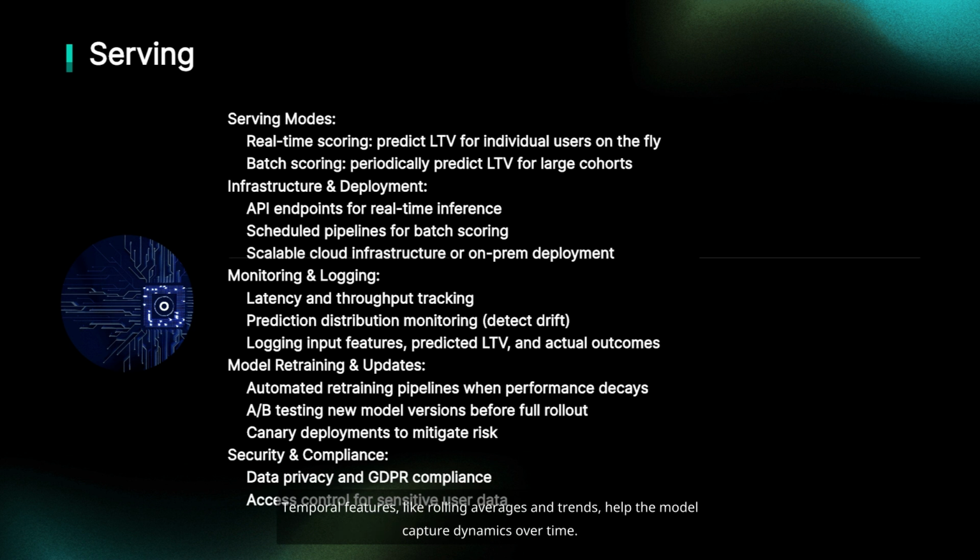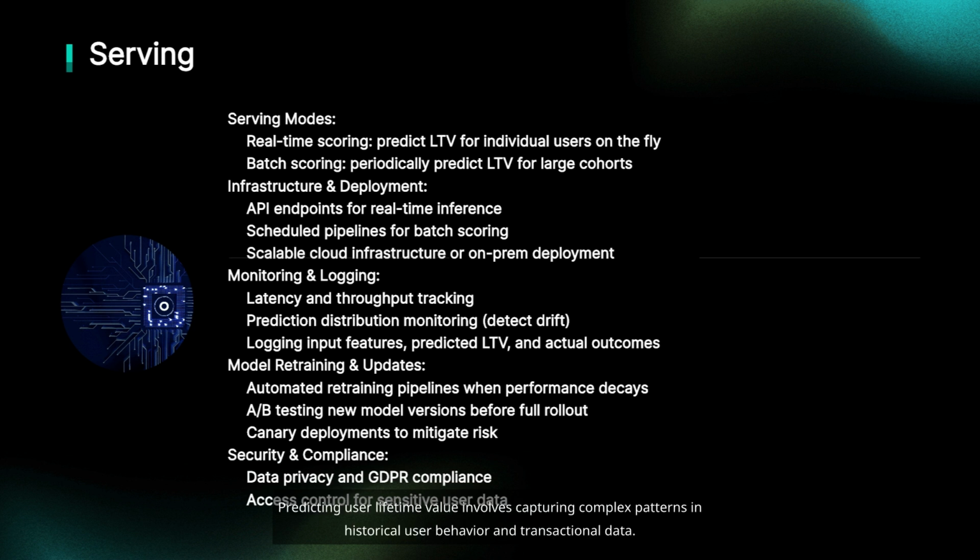Temporal features like rolling averages and trends help the model capture dynamics over time. Interaction features that combine demographics with behavior often improve predictive power. Data normalization and encoding ensure that numeric and categorical features are in the right format for the model. Labels are computed based on user spend over the chosen horizon, with special handling for users who are still active to avoid bias. Finally, careful splitting of the dataset into training, validation, and test sets is essential, particularly using time-based splits to prevent leakage in temporal predictions. Rolling window validation or cross-validation techniques can further improve model reliability.